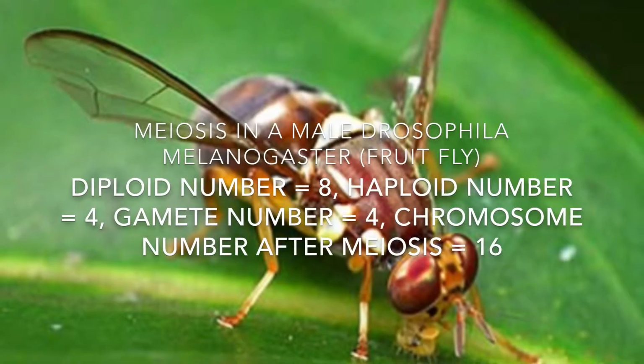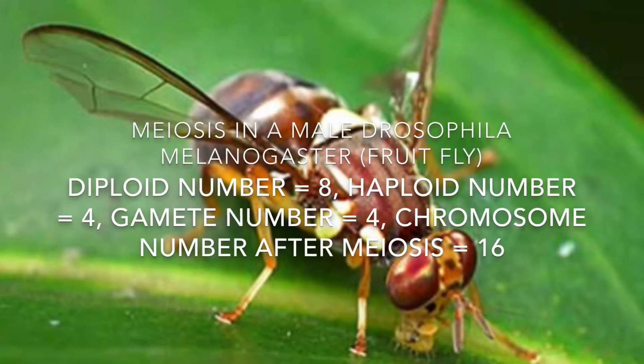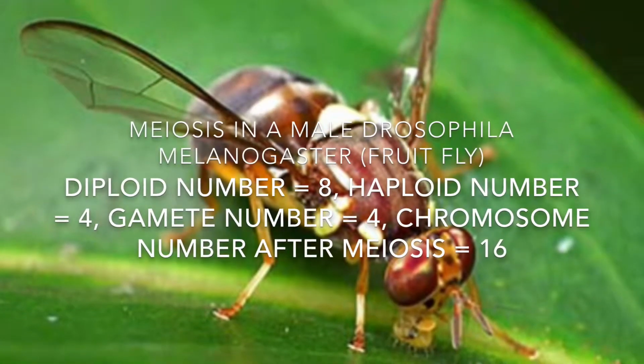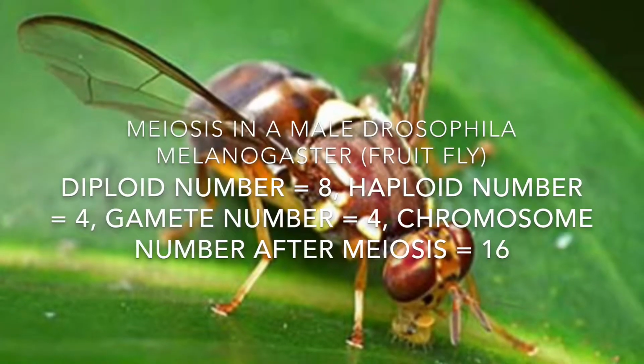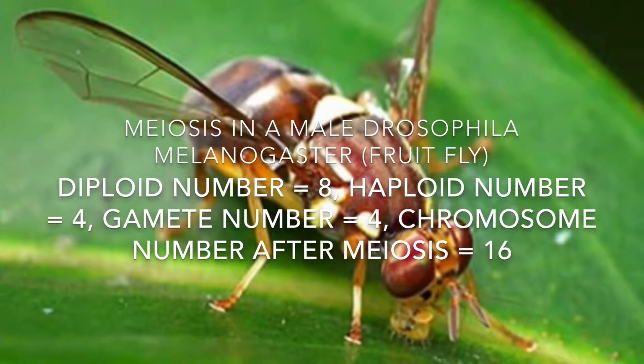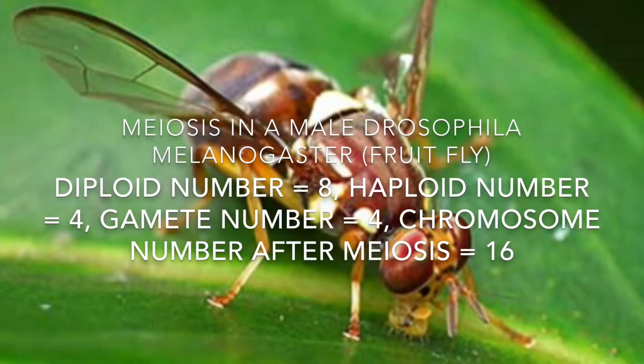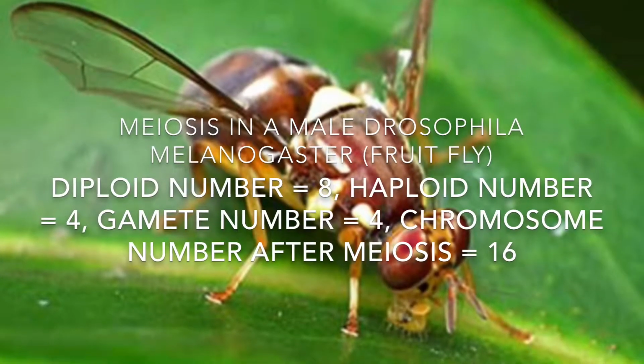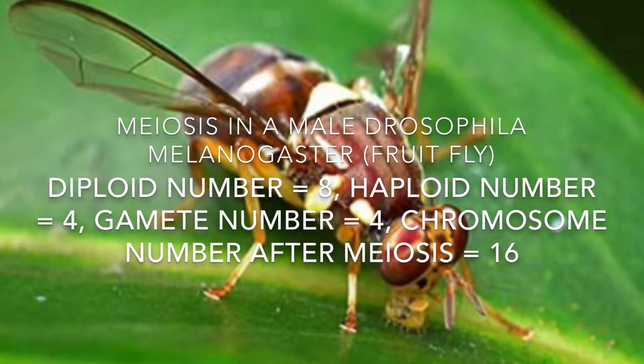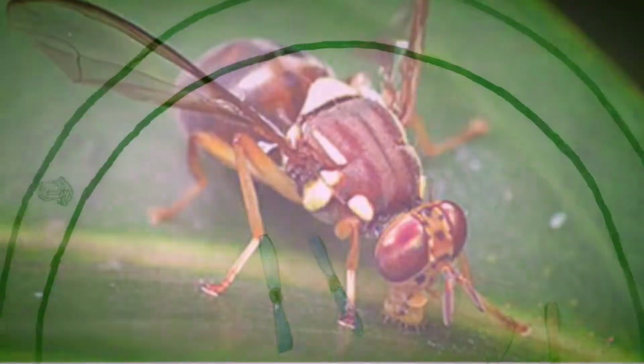Today, we will be looking at meiosis in a male Drosophila melanogaster, also known as a fruit fly. The diploid number of a fruit fly is 8, the haploid number is 4, the gamete number is 4, and the chromosome number after meiosis is 16.